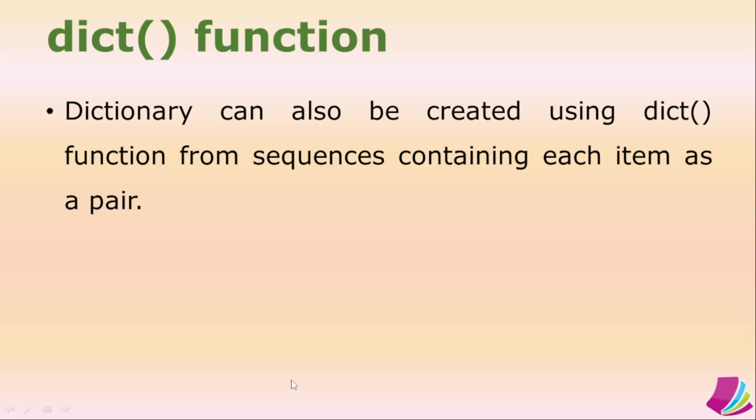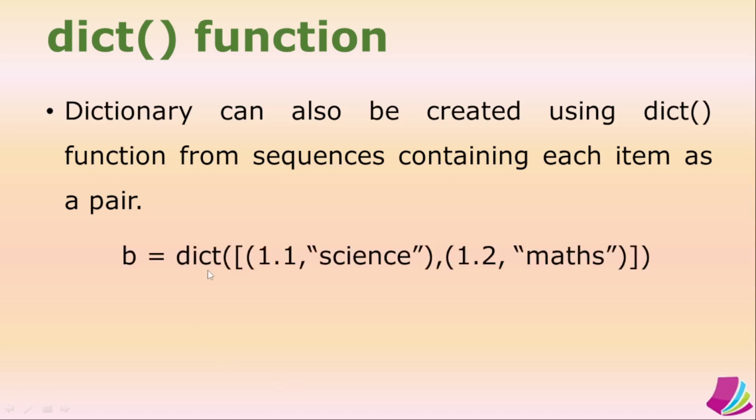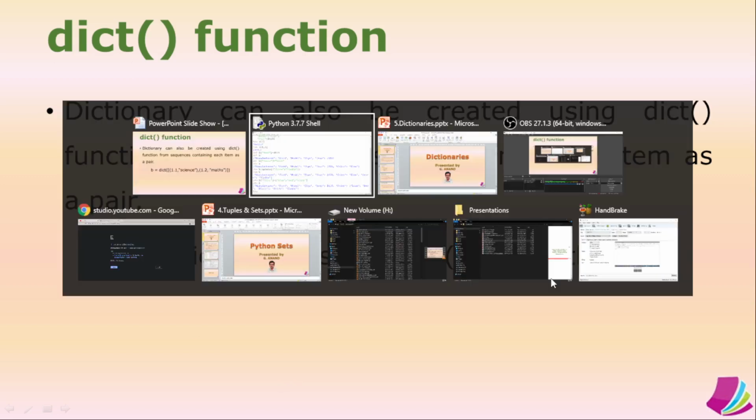Now the dict function is another function which you can use to convert from another type to a dictionary. A dictionary can be created using the dict function from sequences containing each item as a pair. So this is an example here. We have a list, see it is a square bracket, so it is a list. Within the list we have 2 tuples, so we have a pair of elements. That is what is mentioned here, from sequences containing each item as a pair. So let me try this.